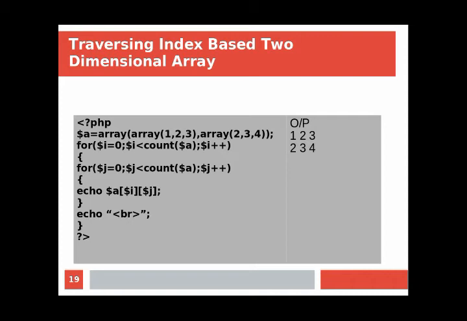Again here we have taken the print statement with echo $a, then in the first subscript $I and in the next subscript $j. So here we took the row and column. Then at the end of this, again with an echo statement we have given the break, and then the closing of the curly brackets and the end of the program.